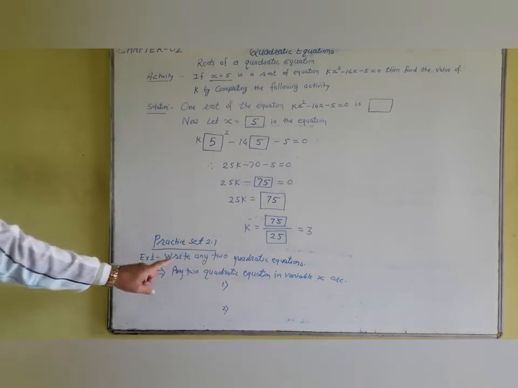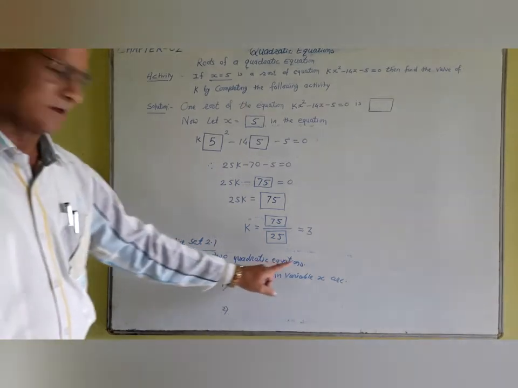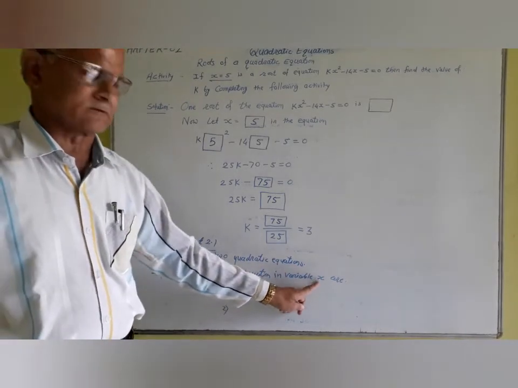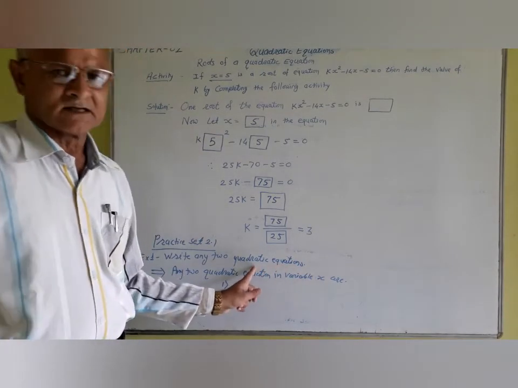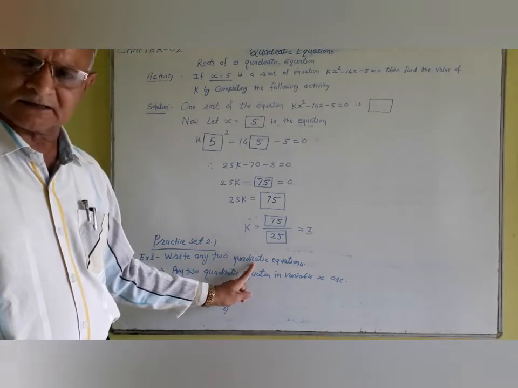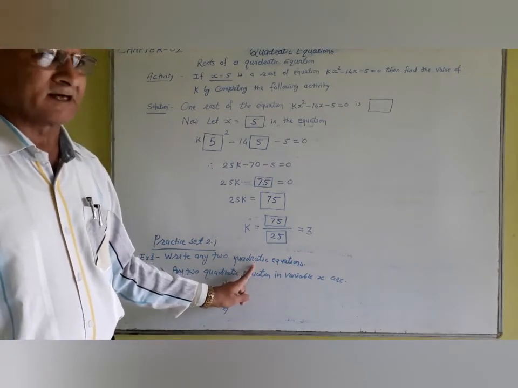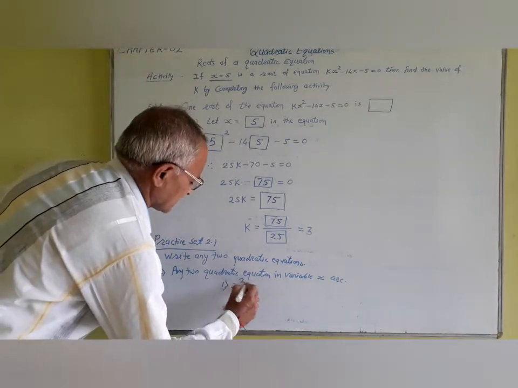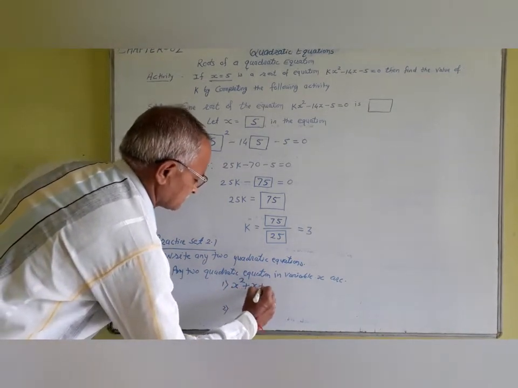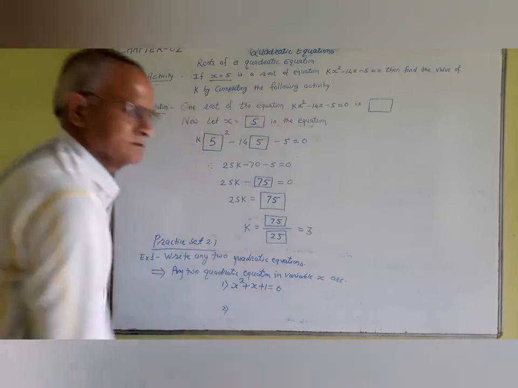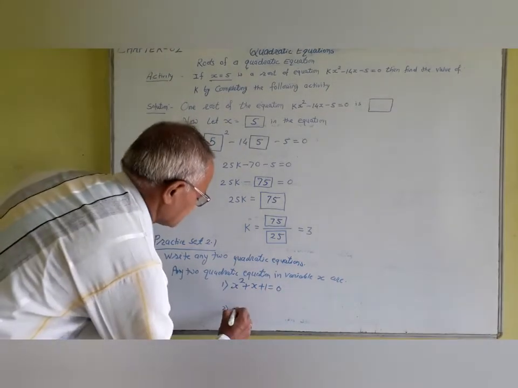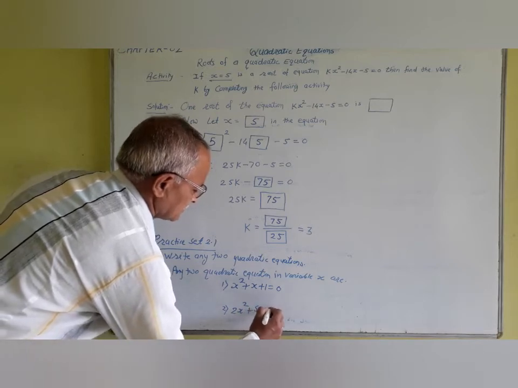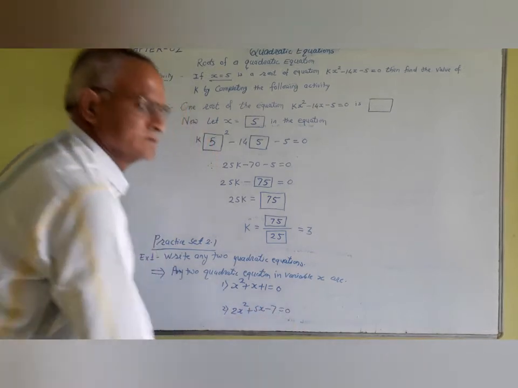Now practice set 2.1. First example: write any two quadratic equations in variable x. You know that a quadratic equation contains only one variable and the maximum index is 2. Therefore we can write any two: x square plus x plus 1 is equal to 0, and another, 2x square plus 5x minus 7 is equal to 0.